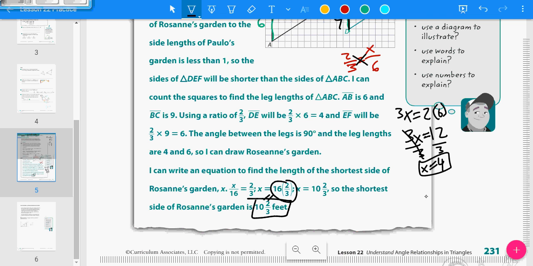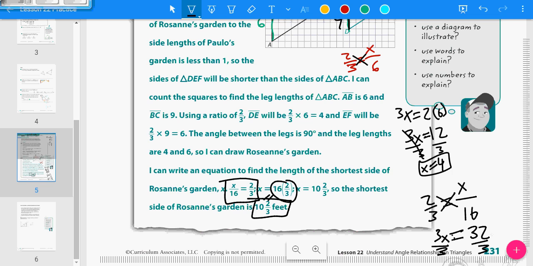Or you could set it up like I set it up in a proportion. You could say 2/3, and if we know Paulo's is the larger one, it should be on the bottom, and we're trying to find that, which actually they did right here, just reversed. And then when you cross multiply it, you get 3x equals whatever 2 times 16 is, and 2 times 16 is 32. And then you can divide both sides by 3, and guess what? You'll get 10 and 2/3 feet.